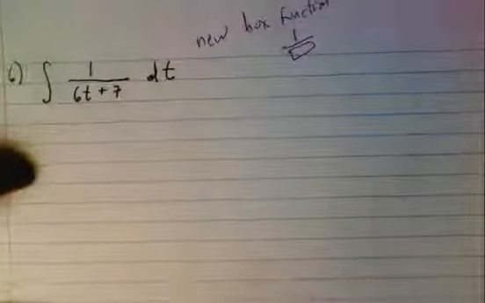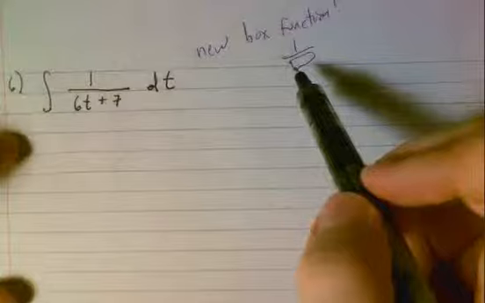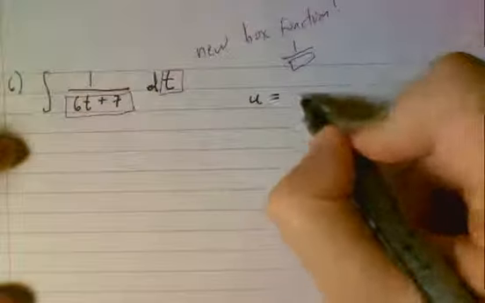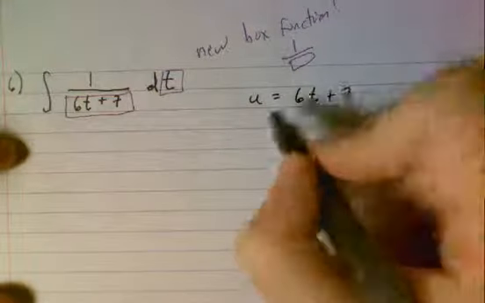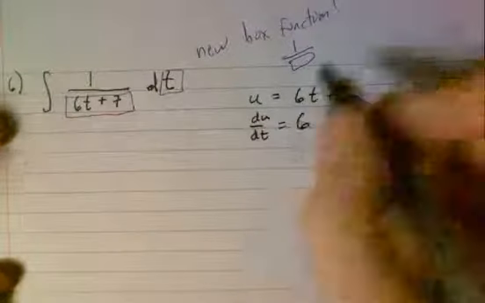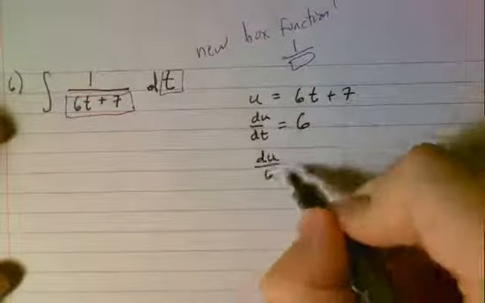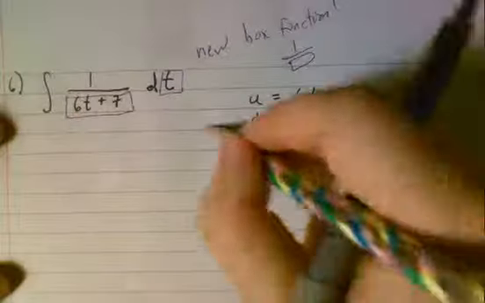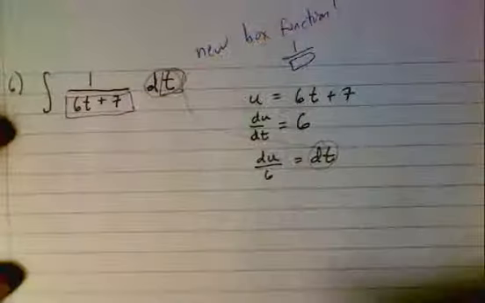So you want to look for this pattern, 1 over something, and that something, that's our box. That's what exactly needs to match. So here u is going to be 6t plus 7. du dt is just 6. So du over 6 equals dt. Stick it right in there.